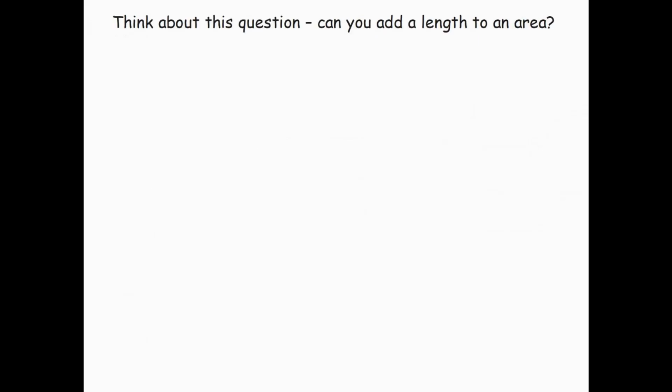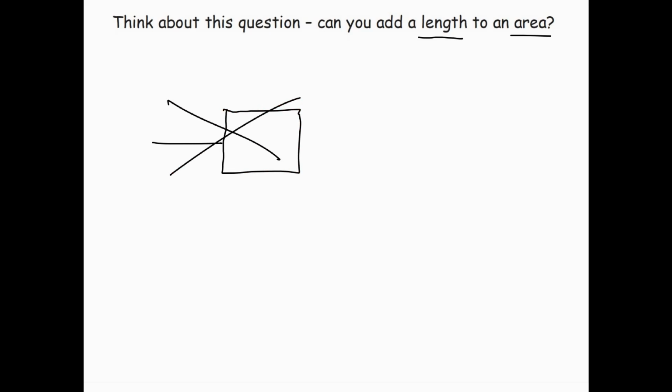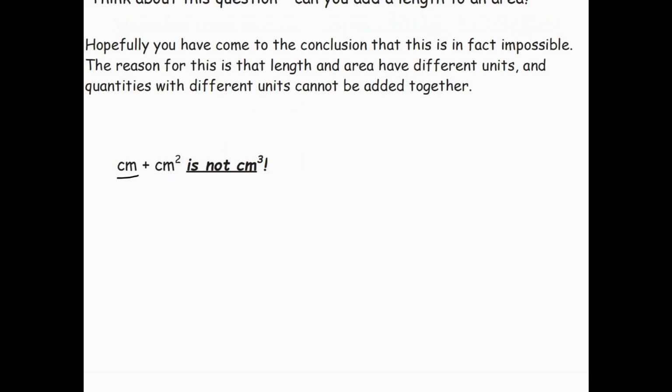Have a think about this question. Can you add a length to an area? Does that make sense? With a little bit of thought, you should notice that it doesn't really, because we don't know what units the answer would be. So if you imagine a length and an area, you don't really know what units the answer is going to have. So we can't answer that question. The point is that centimetres plus centimetres squared is not going to be centimetres cubed. So we can't add together quantities with different units.